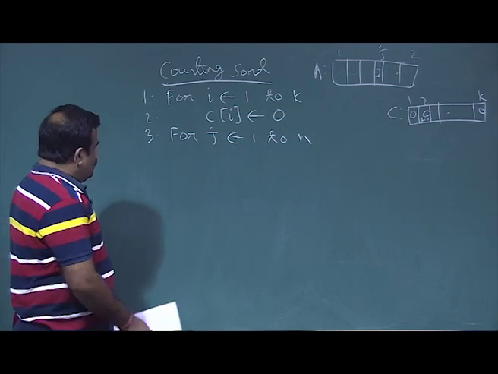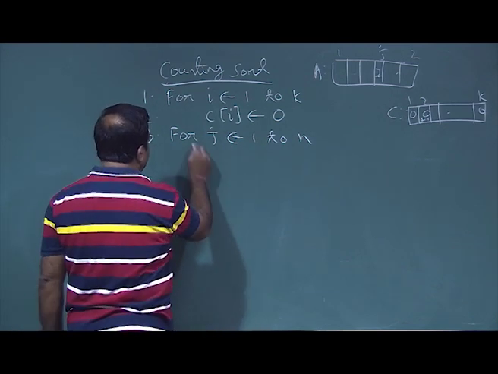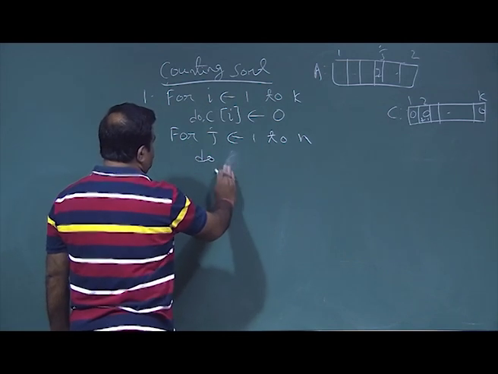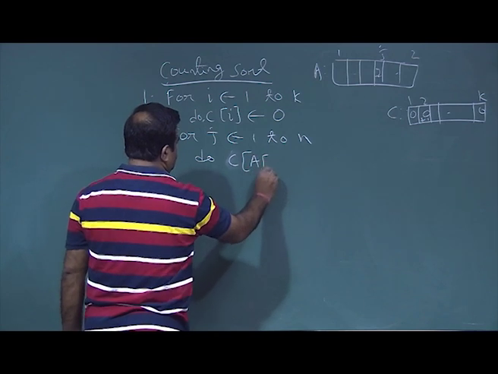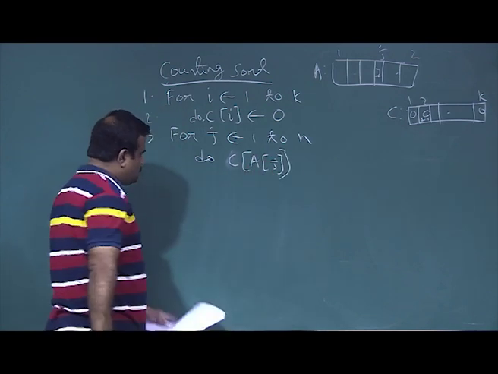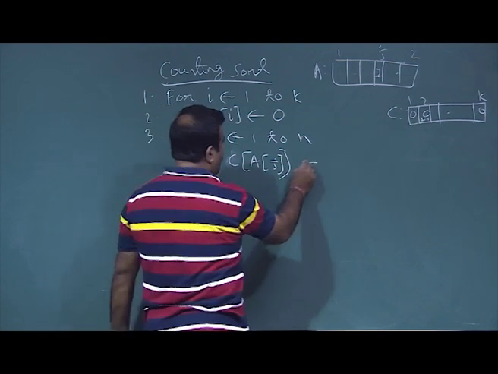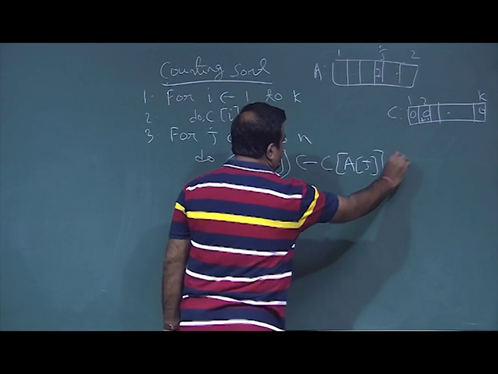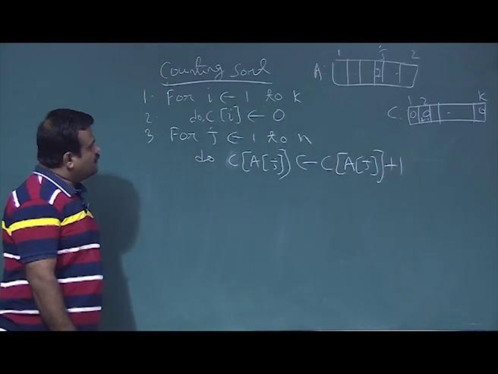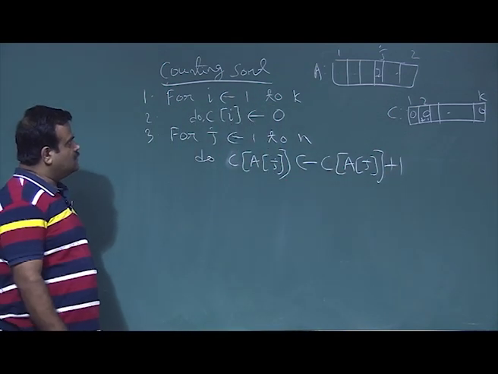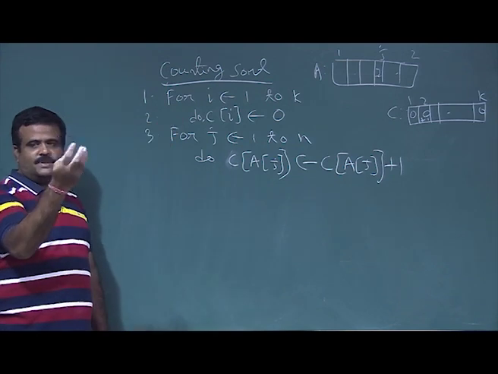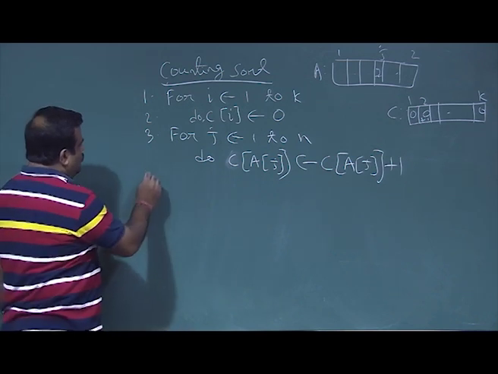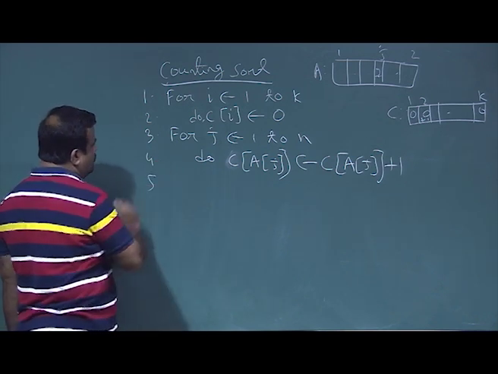Okay. So, what we do now is C[A[j]] we increase by 1, C[A[j]] plus 1. Okay. So, this is just frequency counting. Depending on the value of the element, this is the frequency count of that element. Okay.